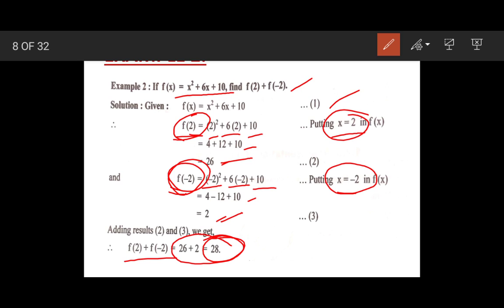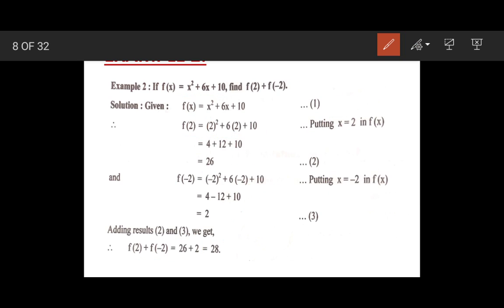Okay. So class, the point is, if f of x is given and we have to find f of some term, then replace that x with this term. Okay.